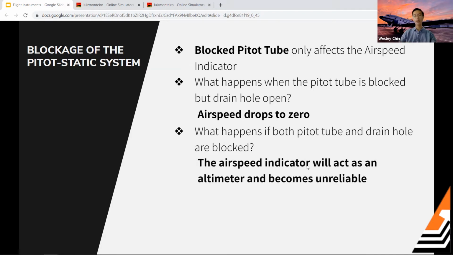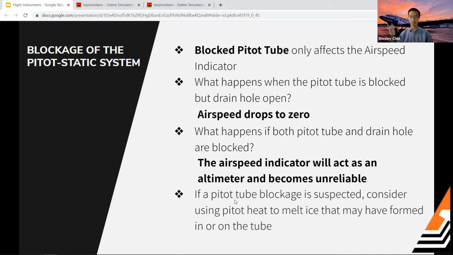So it'll kind of act like an altimeter actually. Let's say you climb, you'll see an increase in the airspeed, and when you descend, it'll decrease a little bit. So you're basically getting unreliable indications. Once you verify that one of these is happening and blockage is suspected, consider using the pitot heat, right? There may be ice or something in or around the tube there. But if it's a wasp and you're flying, too bad for you.